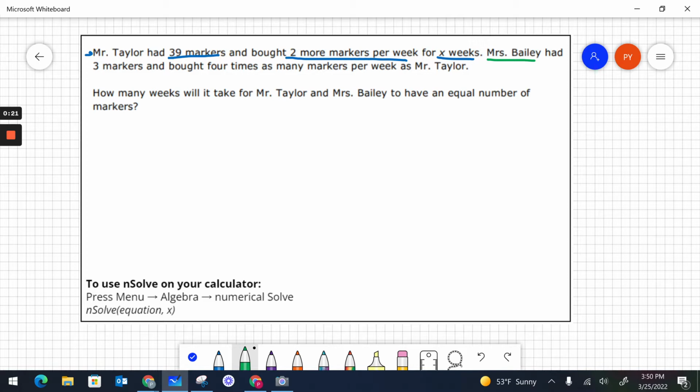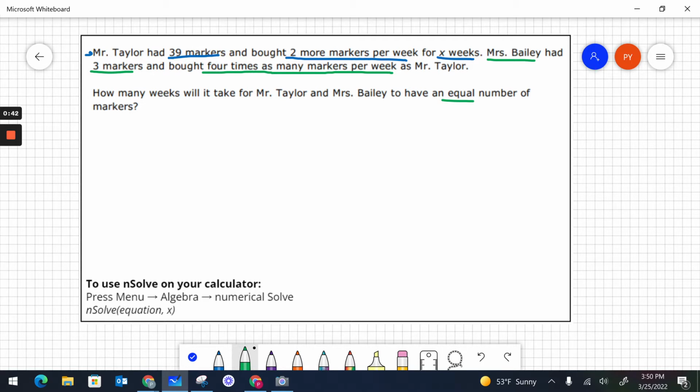Mrs. Bailey had 3 markers and bought 4 times as many markers per week as Mr. Taylor. How many weeks will it take for Mr. Taylor and Mrs. Bailey to have an equal number of markers?